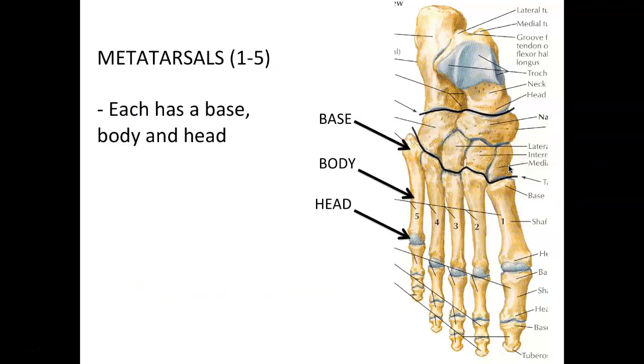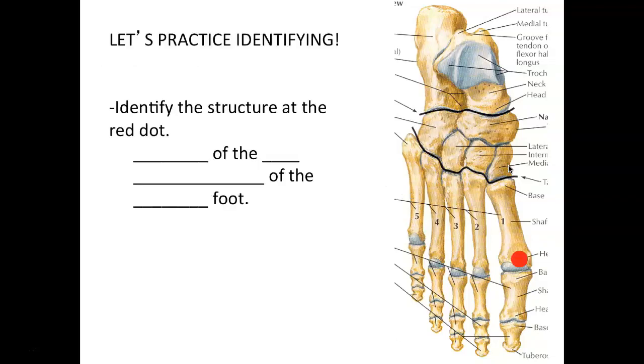And of course our metatarsals and phalanges are going to be very similar to the hand. So all of these metatarsals are going to have a base, body, and head. So let's do an example of trying to identify one of these. Identify the structure at the red dot. So is this base, body, or head? You're going to start small and build big. So this would be the head. Oh, I put the whole answer there. Let's go one by one. So here's the head of the first metatarsal, and this would be our right foot. So there's our answer.